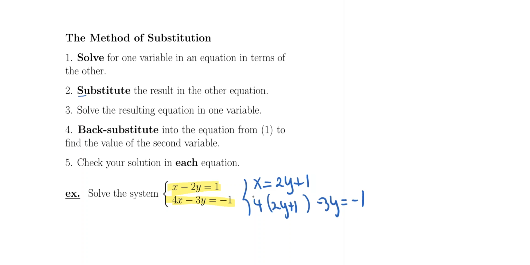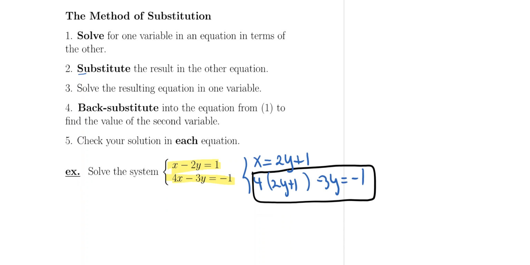And then you notice in this one, you are down to one variable. So you can solve for y in here. So I'll have 8y + 4 - 3y = -1, which gives me 5y = -5. And therefore y is -1.